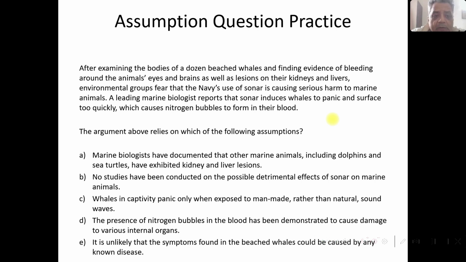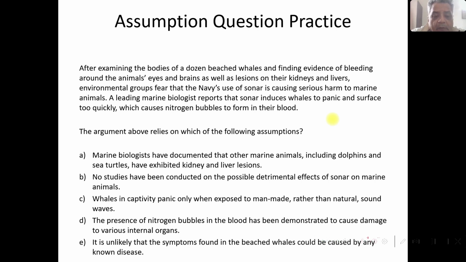Option B says no studies have been conducted on the possible detrimental effects of sonar on marine animals. So again, if no studies have been conducted on the detrimental effects of sonar on marine animals, then how can you definitely say that the Navy's use of sonar is causing serious harm to marine animals? So option B is also eliminated.